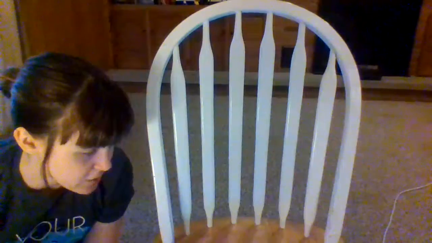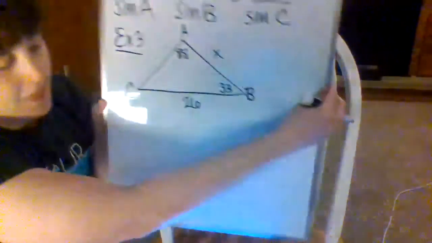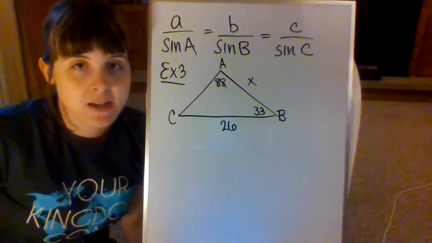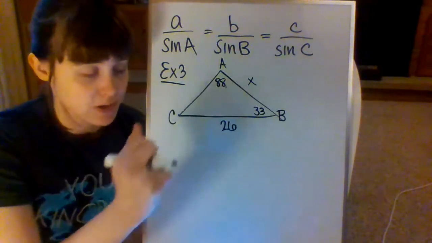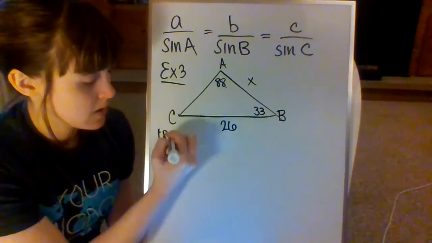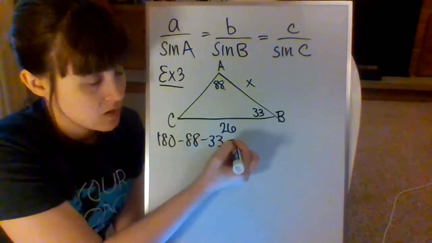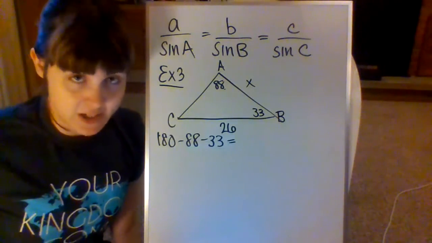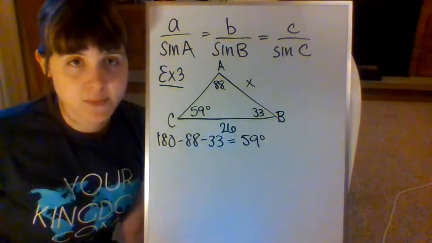Alright, and our goal is to find side AB, so this side here. Okay, so that's our triangle. So if you remember, we have to do 180 minus 88 minus 33. 180 minus 88 minus 33 is 59. So this corner down here is 59 degrees.